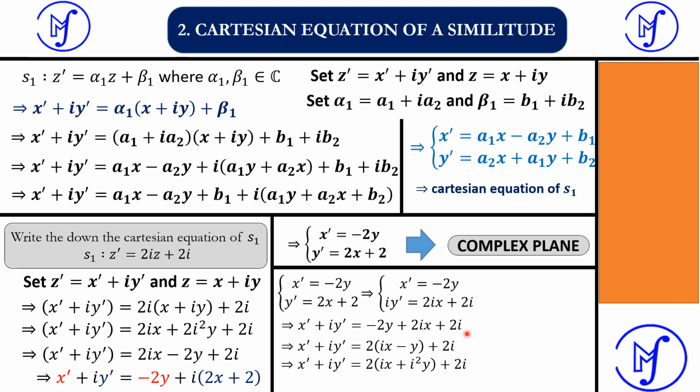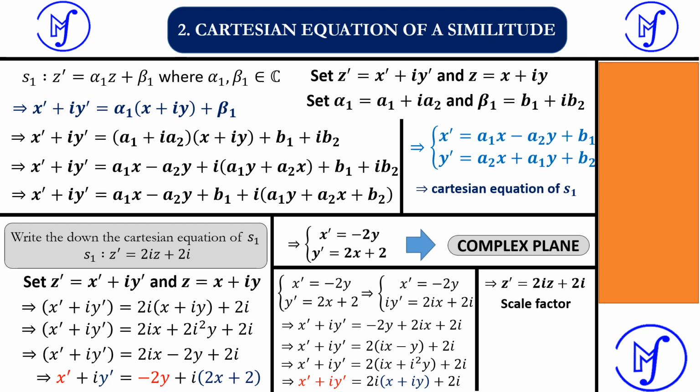Like I said, the key of the proof lies in this particular step, the third step, to identify that negative 1 is written as i squared. So negative 1 being written as i squared, we can now factor out i from the ix plus i squared y. Factoring out i from ix, we get x. Factoring out i from i squared y, we get iy. We are doing that because we need to get the complex number x plus iy, which is simply the complex number z. So with this, we can conclude that our z prime, which is x prime plus iy prime, is equal to 2i times z, which is x plus iy, plus 2i. So it takes us back to our complex representation.